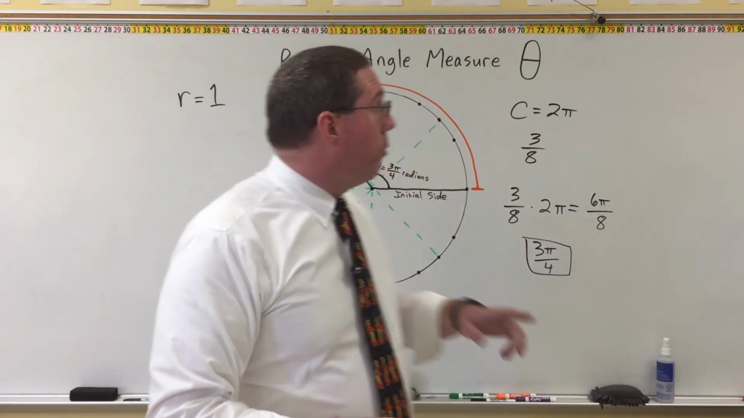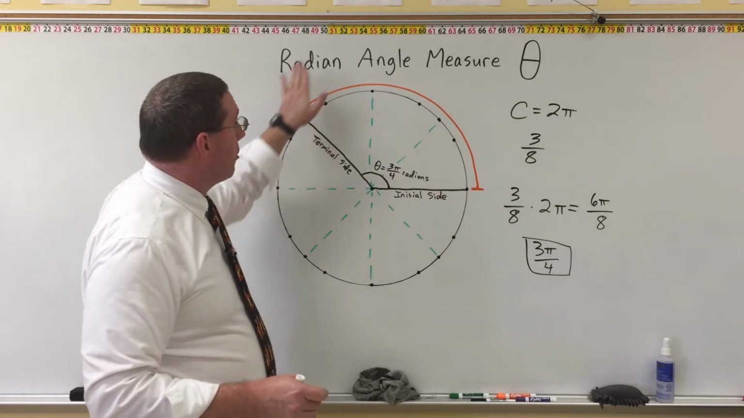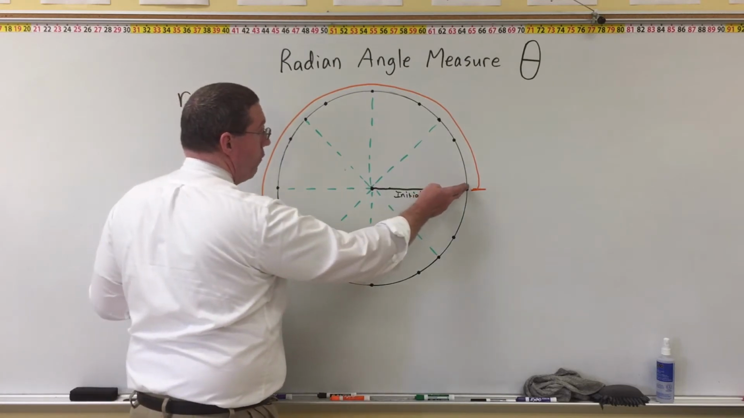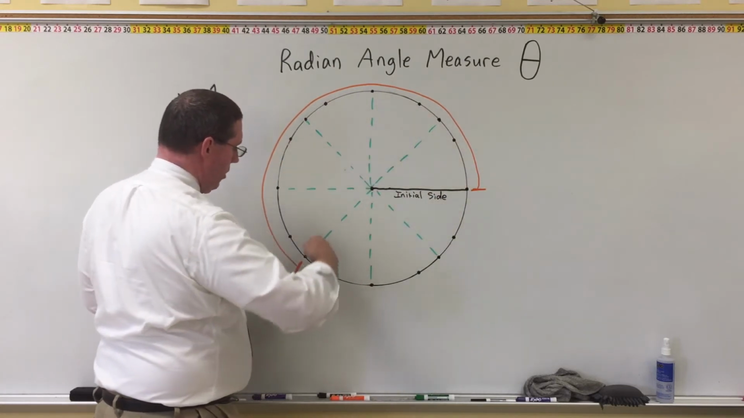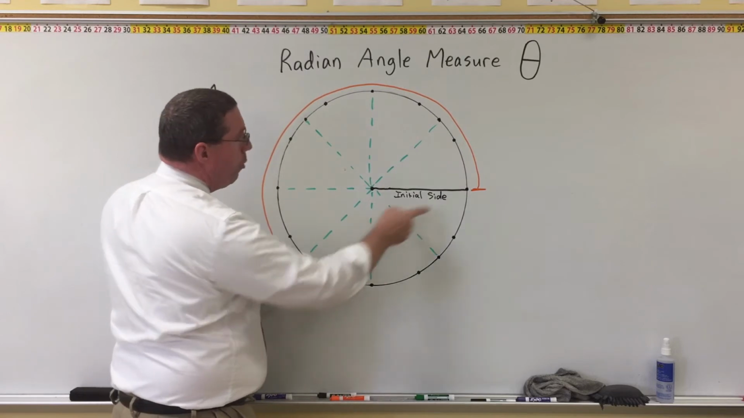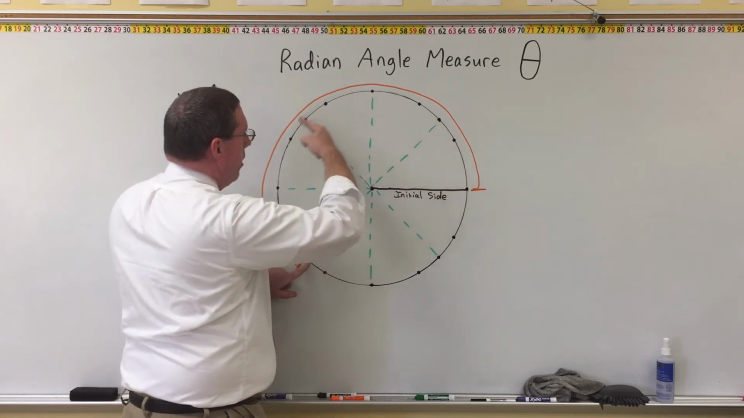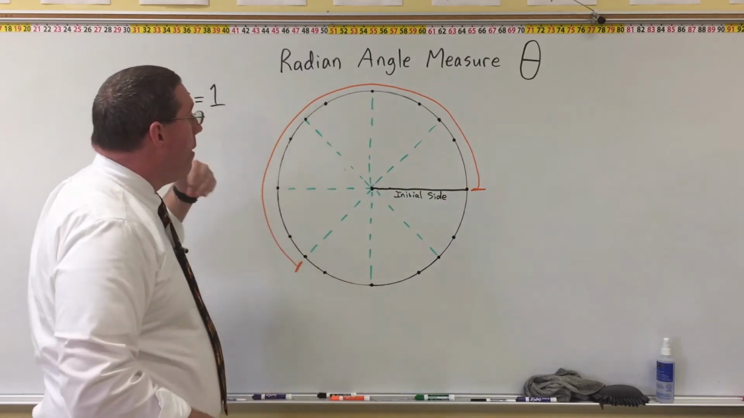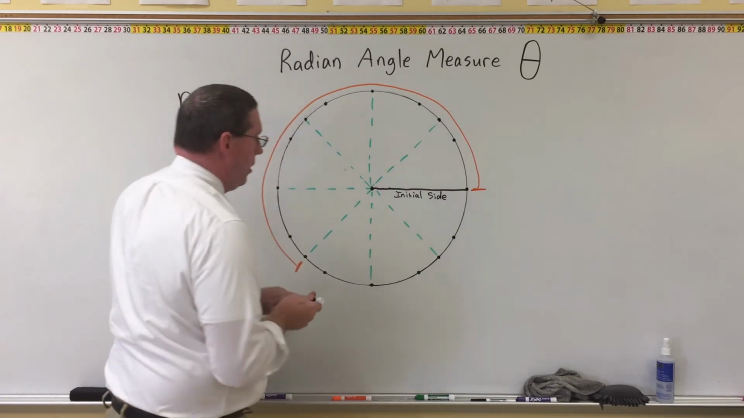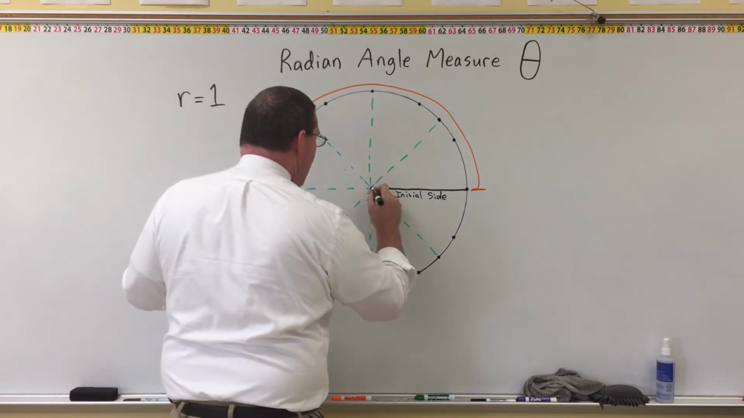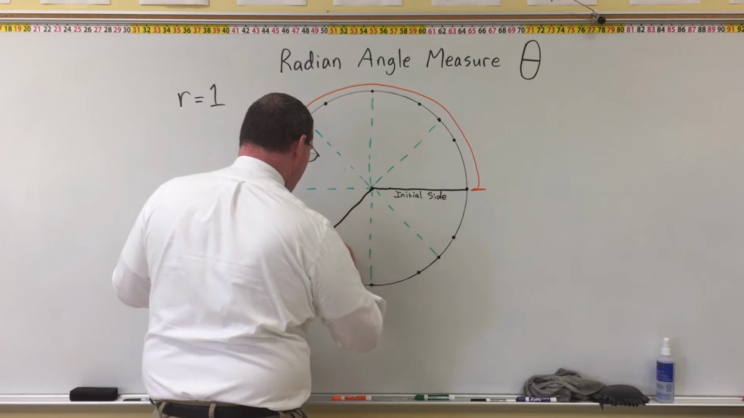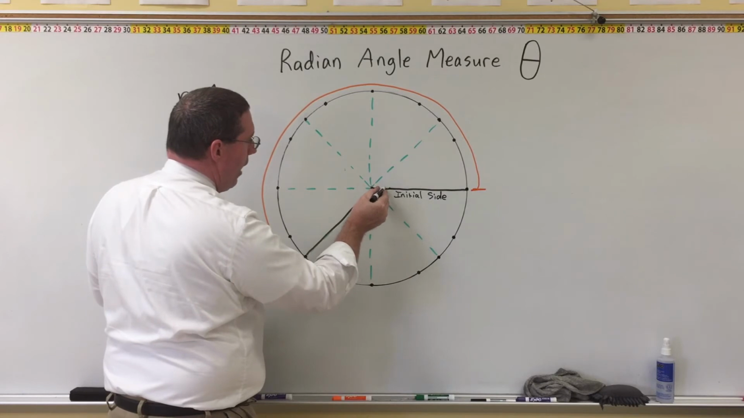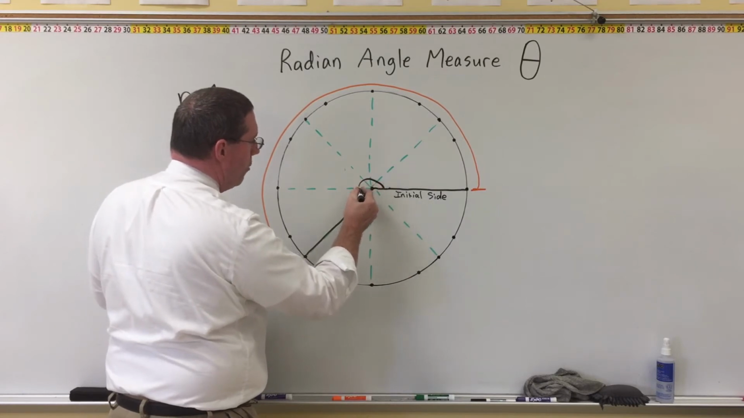All right, let's do another one where we calculate the arc length and calculate the radian angle measure. Okay, so here's our arc length. We're going to go from here all the way around to this point right here. But I do want you to calculate the arc length from here around to here when the radius is 1. But what I'm really interested in is what is the angle measure. Here's our initial side and our terminal side. And like I said, the angle starts here and it comes around to here.